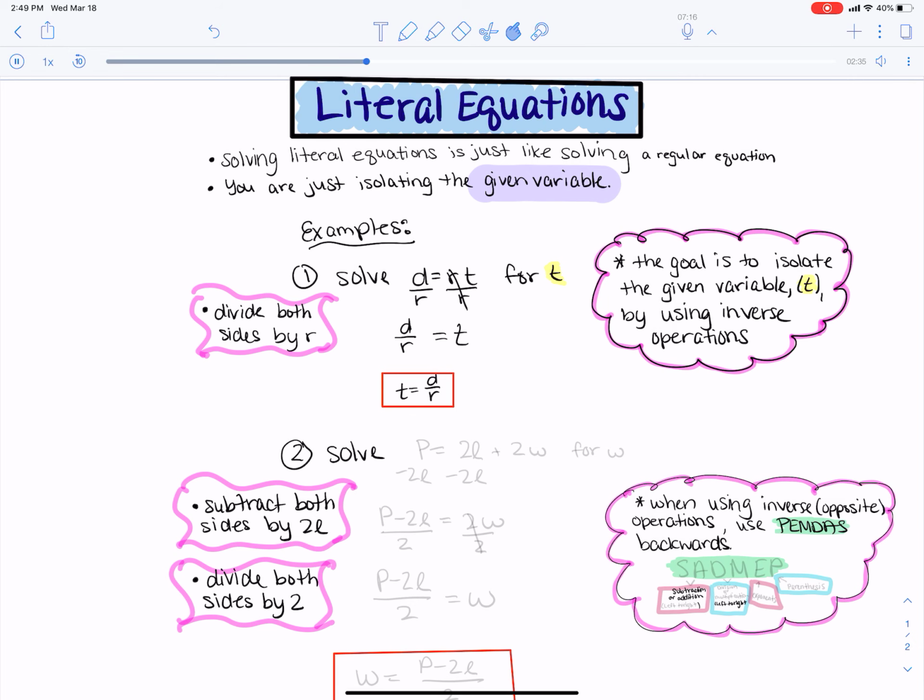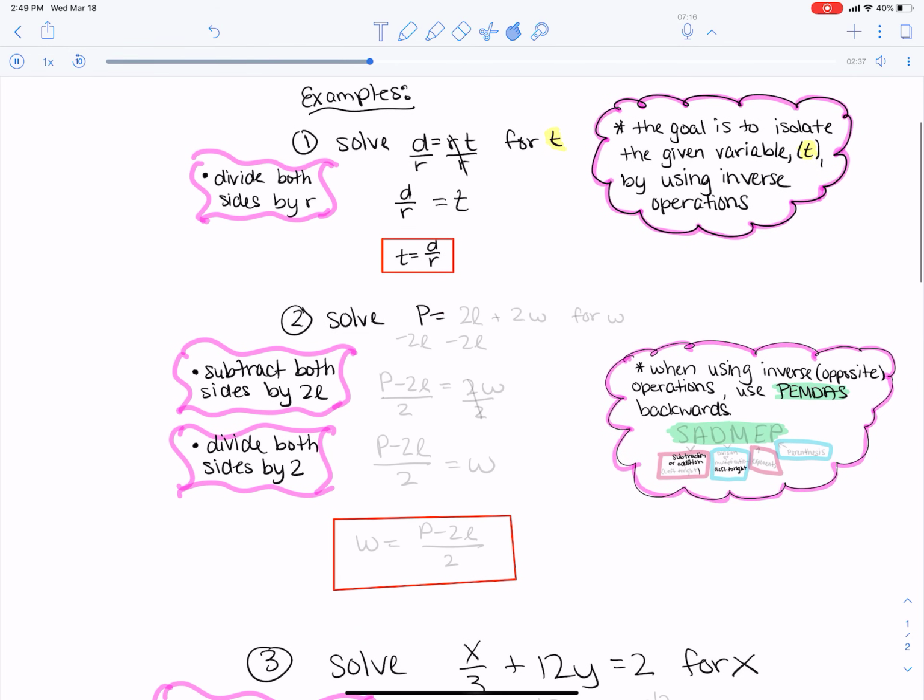All right, so example 2. So we have P equals 2 times L. That's how I write my L's, because I don't want you to mistake an L for a 1, plus 2W, and we're going to solve for W.